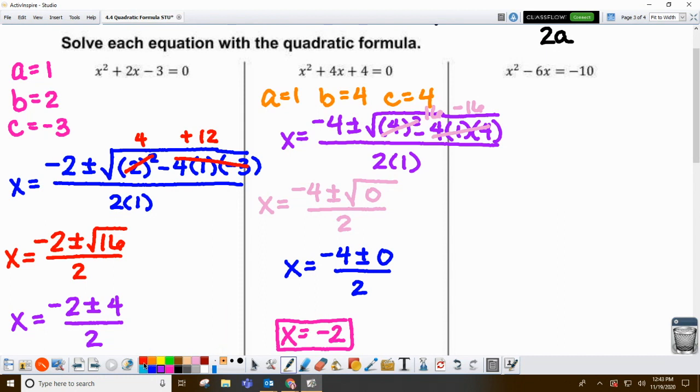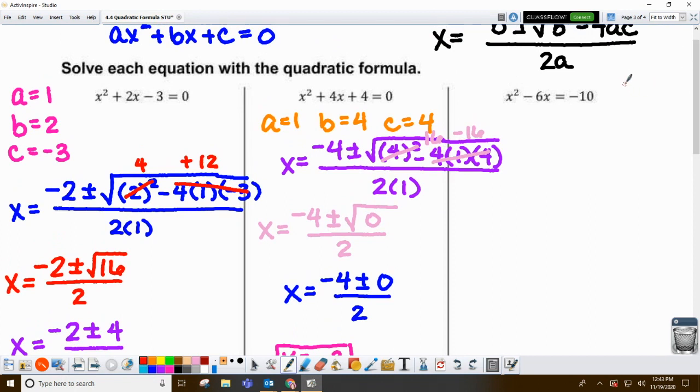All right, we're going to take a look at the next one together, only because this one does end up giving us a little something different that we've seen in this lesson. So again, first thing I need to make sure I'm in standard form, which this one is not. I need to take that 10 and move it over to the other side. And it's imperative that you do that before you identify your a, b, and c. So this one would be x squared minus 6x plus 10 equals 0. So now I can identify a, b, and c. A is 1, b is -6, c is 10.